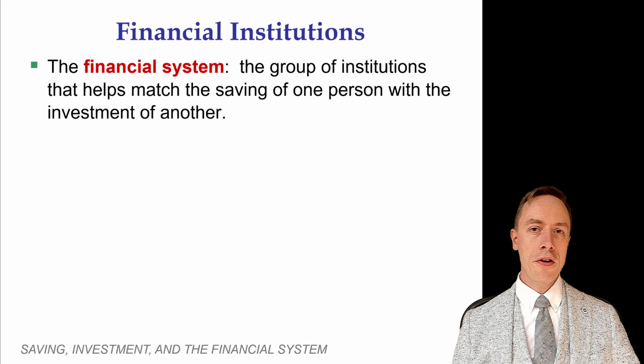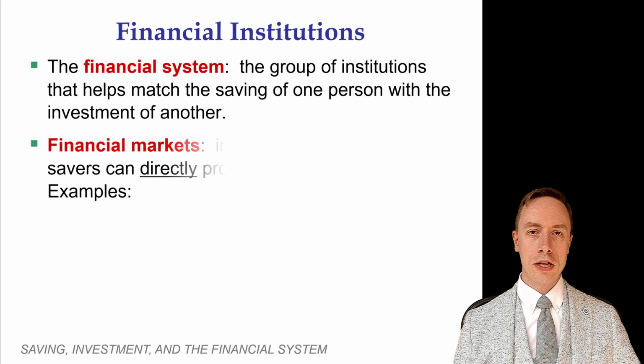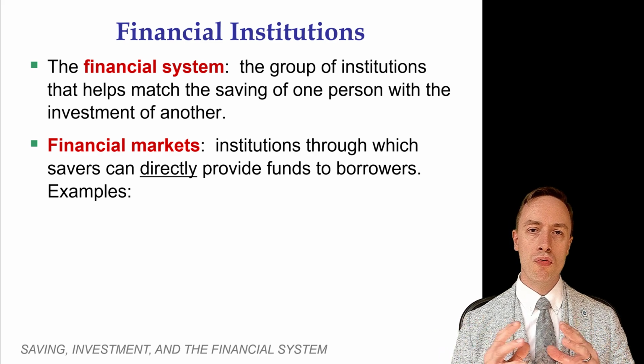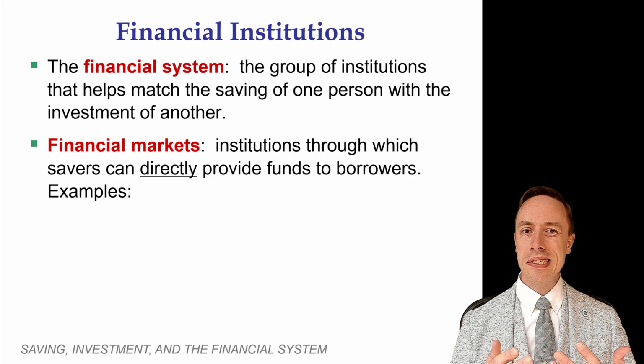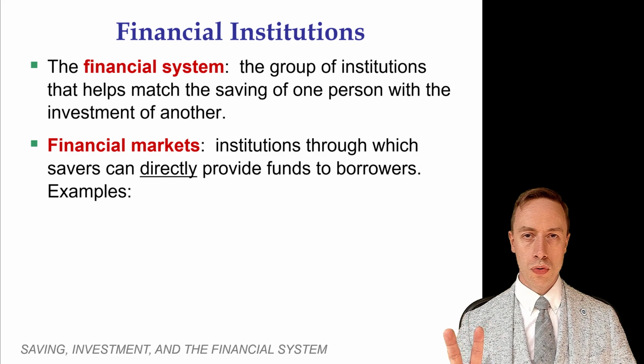Now, within that very broad term of the financial system, we have two major subcategories. The first are the financial markets. Their hallmark is that the savers and the borrowers directly interact with one another to make a deal. There are many types of financial markets in our economy, but we'll focus on two big ones.